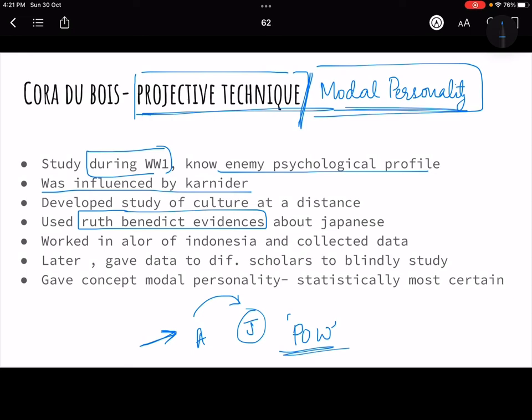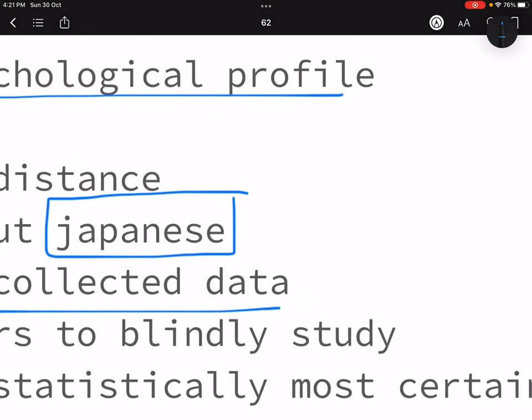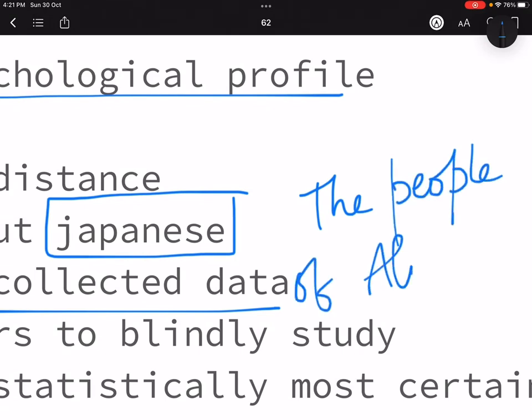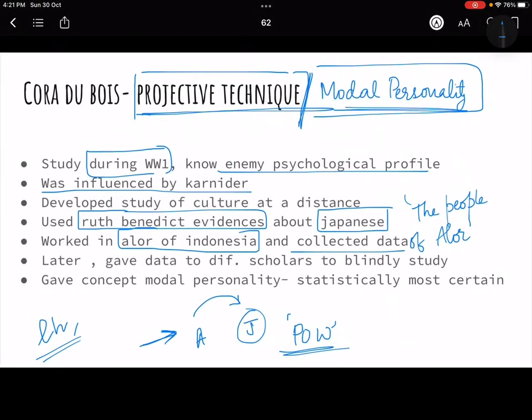So what Cora du Bois did was she took up Ruth Benedict's works, the life histories or the autobiographies, or the very important book that she wrote, The Chrysanthemum and the Sword, where she had documented the Japanese character, right? So she took that work, she further did her own studies on that, and then came up with a national character of the Japanese. Further, she worked in Alor of Indonesia, okay, and collected data and tried to show their personality type in the book The People of Alor. The name of the book was The People of Alor. Okay, so she did these two studies.